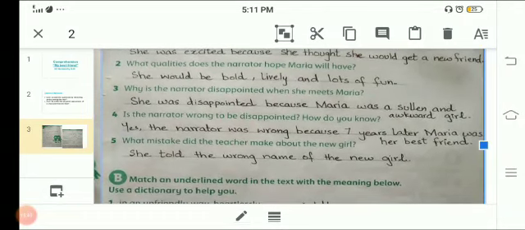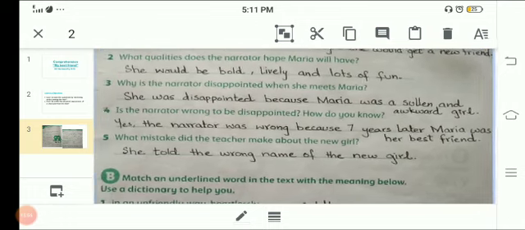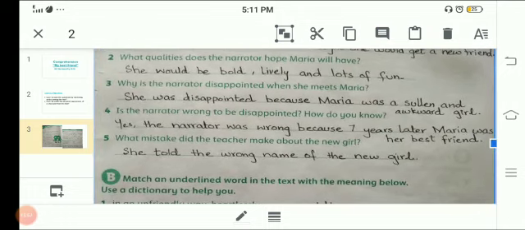Yes, first of all, we have to give the answer of the first part. Yes, the narrator was wrong. And how do we know? Because 7 years later, Maria was her best friend. So we come to know that she was wrong as she thought about her. Yes, the narrator was wrong because 7 years later, Maria became her best friend.